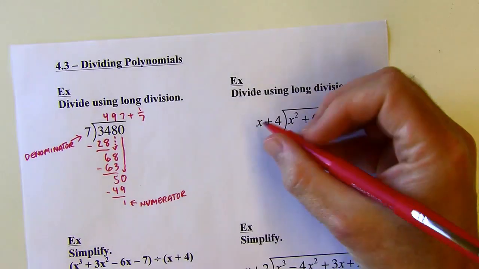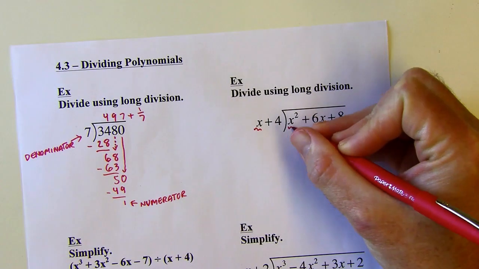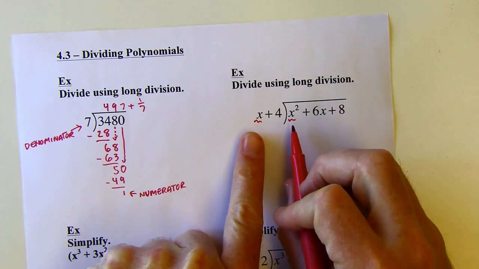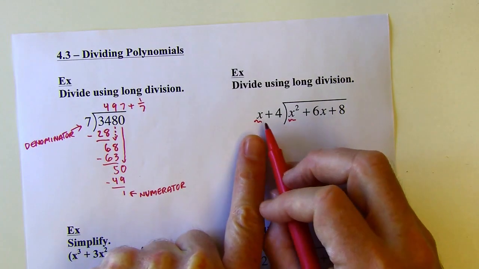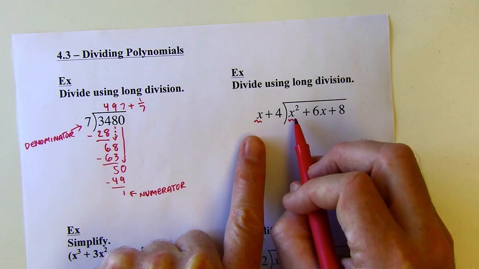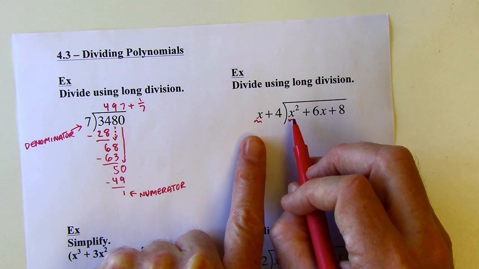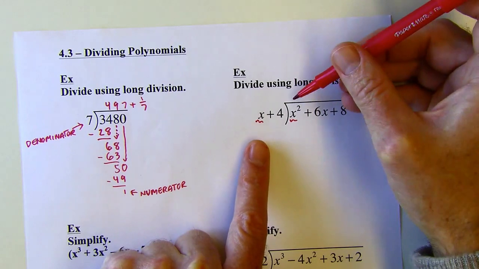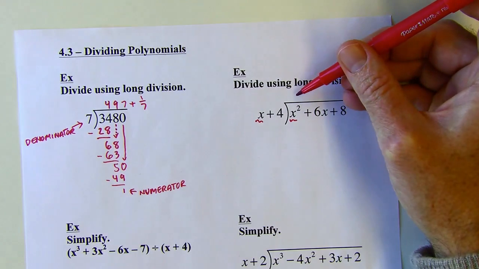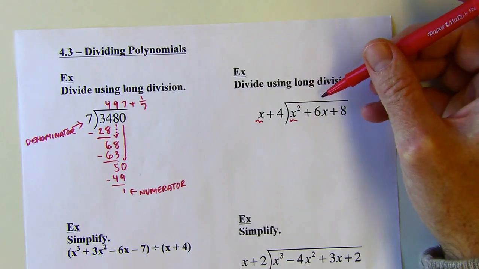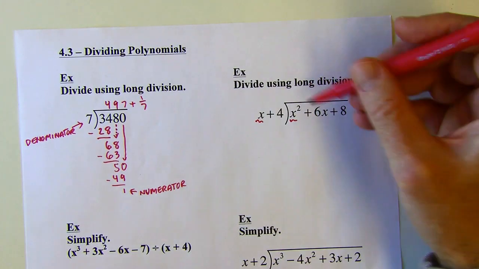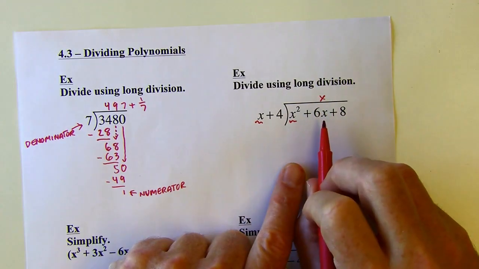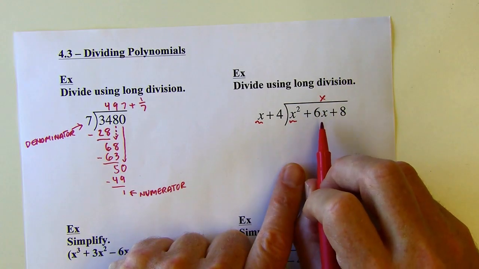So what you want to do with long division with polynomials is just concentrate on the first terms of both parts here, okay? So I'm thinking x times what equals x squared? Well, it would be x, right? X times x is x squared. So I want to put an x up somewhere here, and you would think it would go right there, but what you want to do is put it above the like term. So if I want to put an x up here, I want to put that above the 6x because that's the like term, okay?